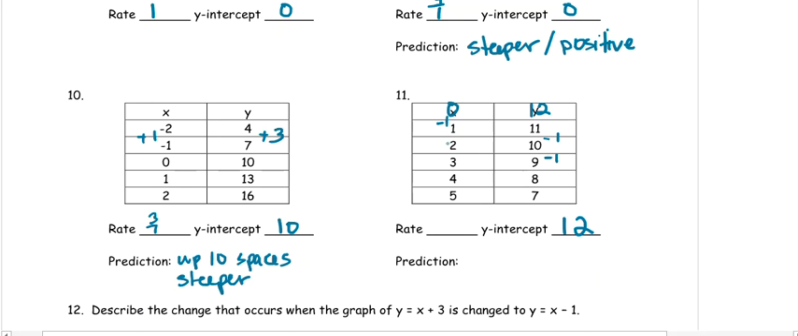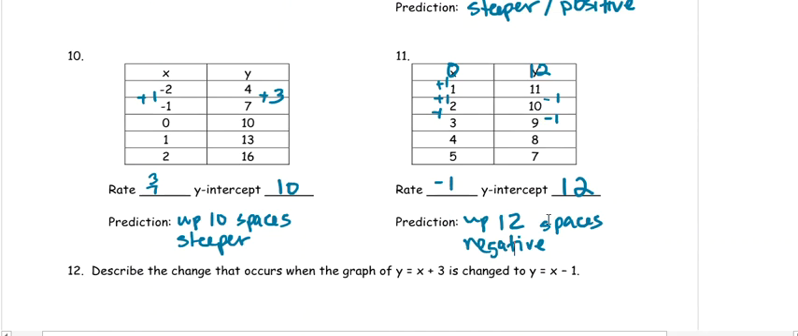And the rate now is, we just did it over there, but it's actually a positive 1, positive 1, positive 1. So your rate is negative 1. And the prediction means that the y-intercept is 12, so it's up 12 spaces. Negative correlation. It's negative 1, so the steepness is just the same.